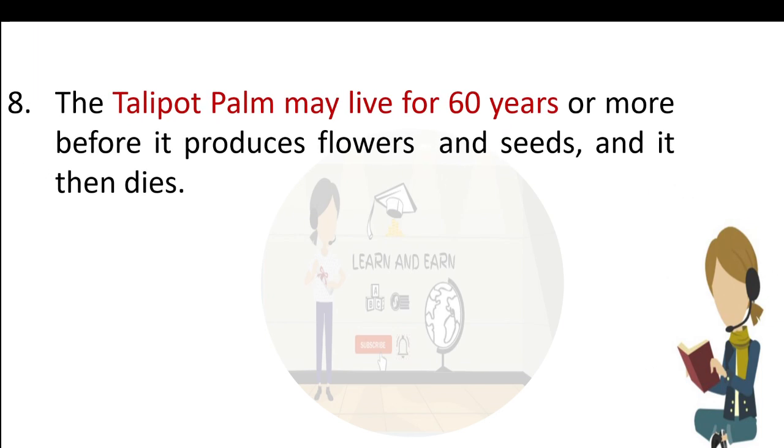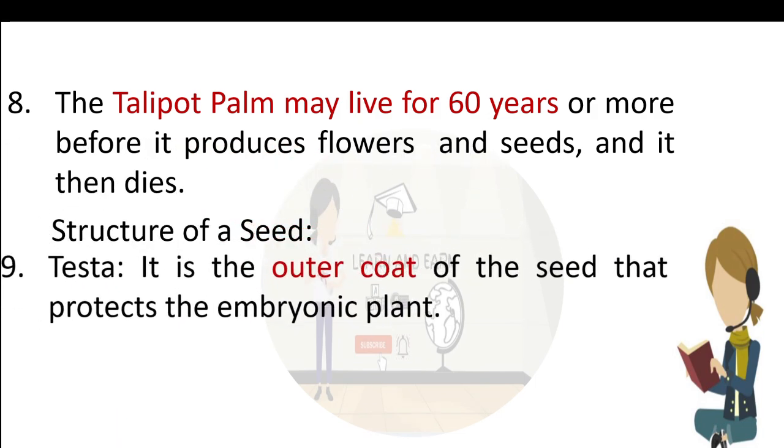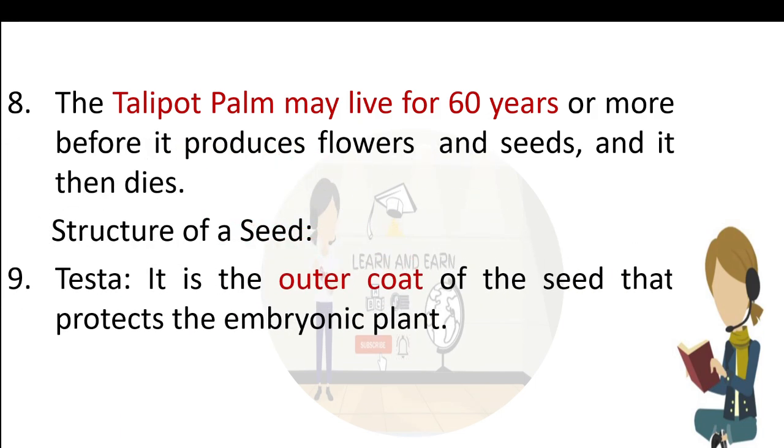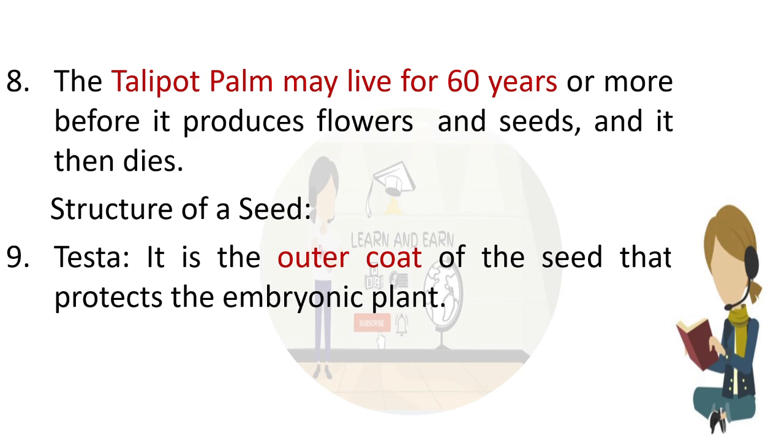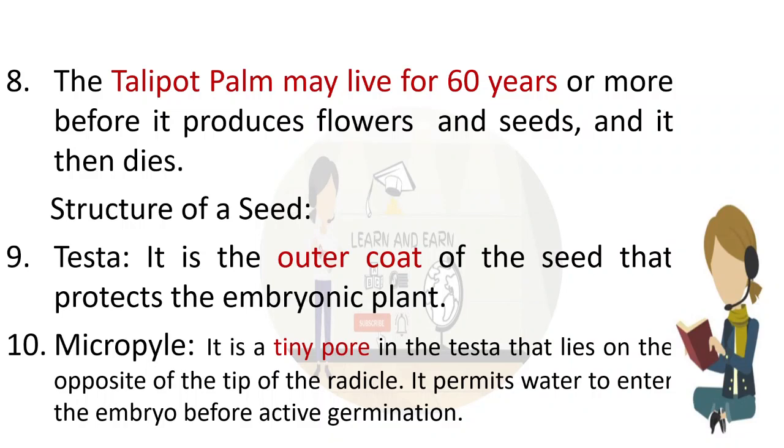Number 8 MCQ is, the talipot palm may live for 60 years or more before it produces flowers and seeds and it then dies. Number 9 MCQ is, structure of seed. Testa. It is the outer coat of the seed that protects the embryonic plant. The second structural part of the seed is micropyle. It is a tiny pore in the testa that lies opposite the tip of the radicle. It permits water to enter the embryo before active germination.